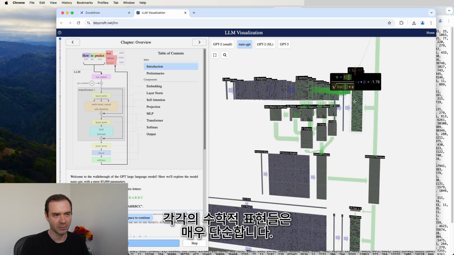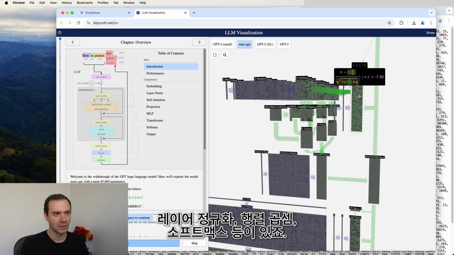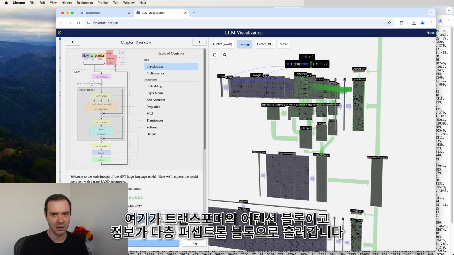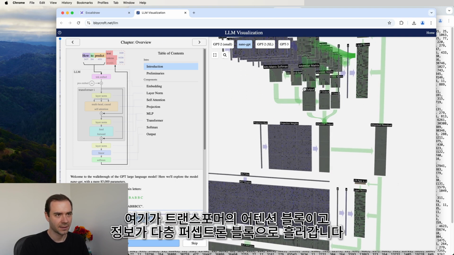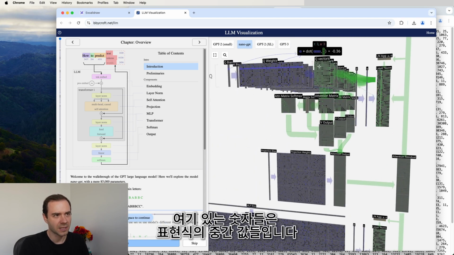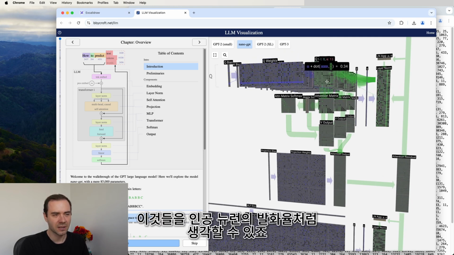And these are all very simple mathematical expressions individually. So we have layer norms and matrix multiplications and softmaxes and so on. So here's the attention block of this transformer. And then information flows through into the multilayer perceptron block and so on. And all these numbers here, these are the intermediate values of the expression. And you can almost think of these as the firing rates of these synthetic neurons.